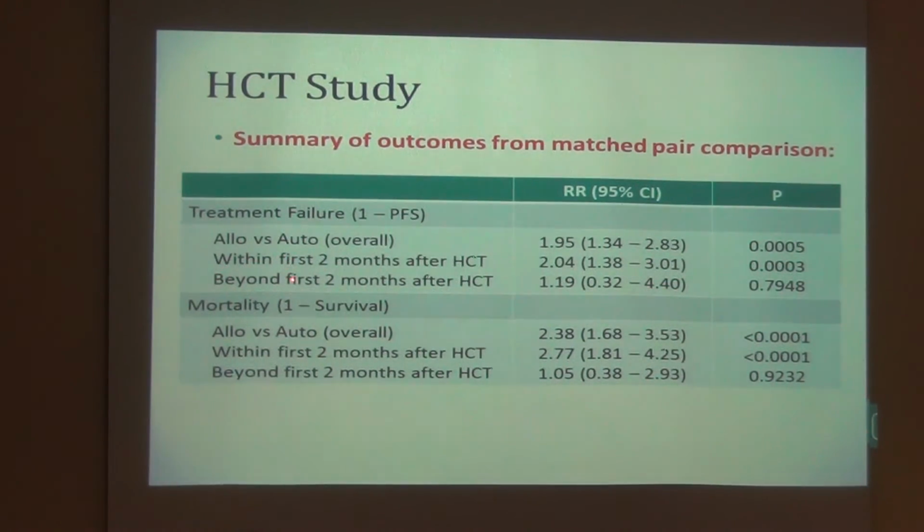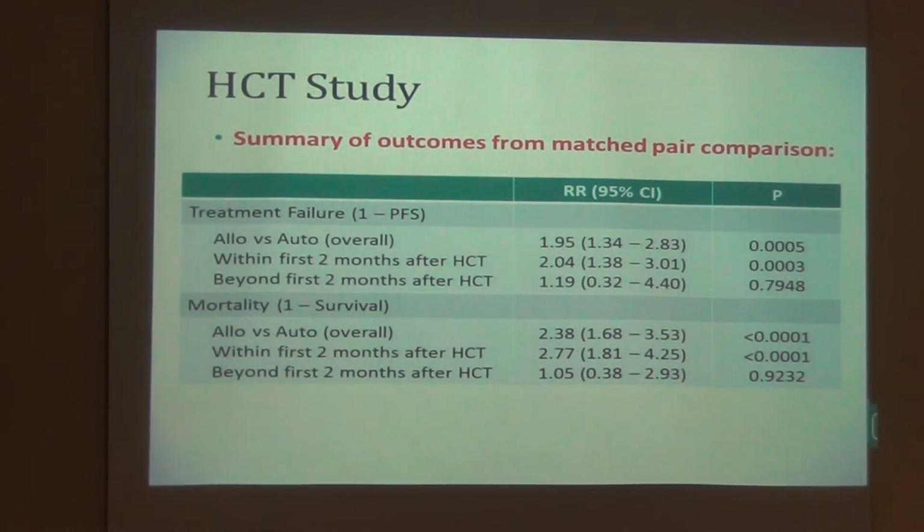And we can see that the difference mainly comes from the first 2 months. You can see twice more likely. After 2 months, it's almost one. There's no difference. Now, without adjustment, because allo is treating the worst patients, this makes an adjustment. Without adjustment, the first 2 months, the relative risk is 3 times.